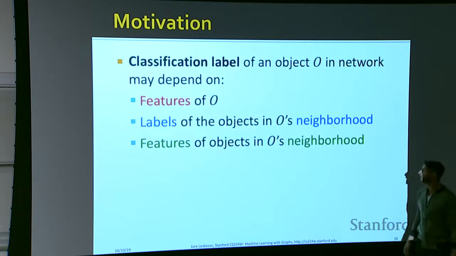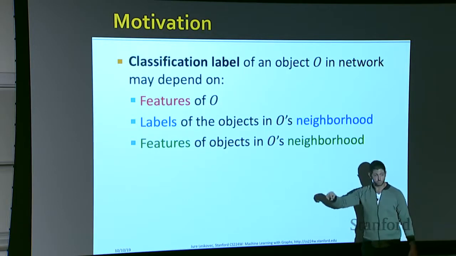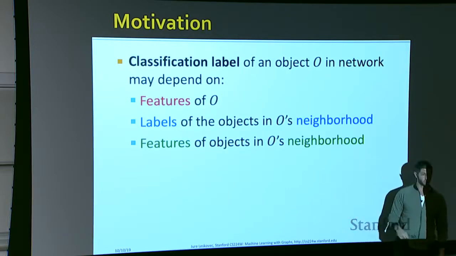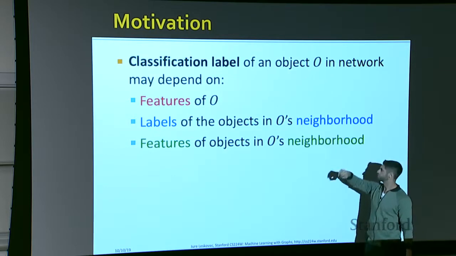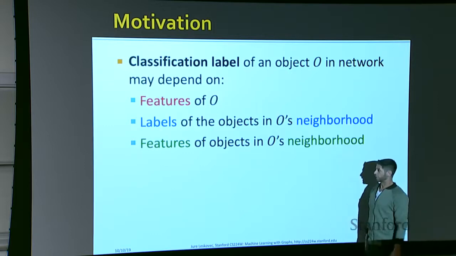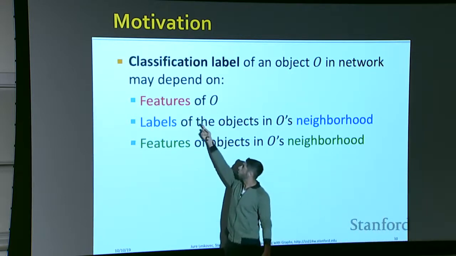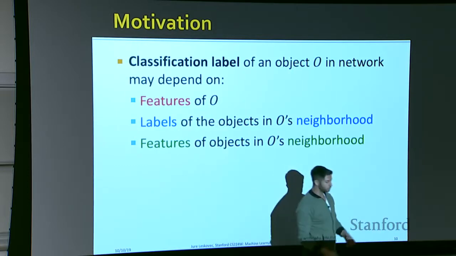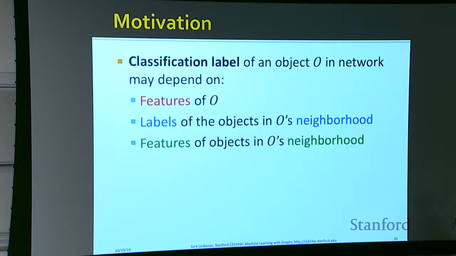And last but not least, we can also try to use the features of the objects in O's neighborhood, okay? So basically, we're making this more and more advanced, more and more complicated step by step, okay? The easiest is to start from the features of O, and then we can start to use the network features as well. So let me ask you a question. What are we actually doing if we only use the features of O to do our classification problem? What do you think our classifier is doing there?